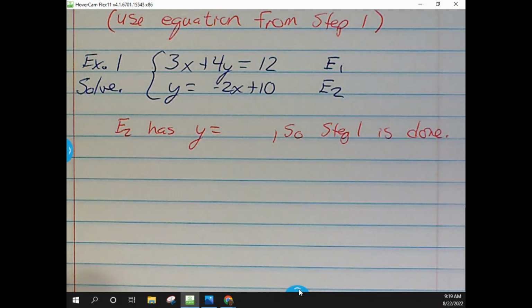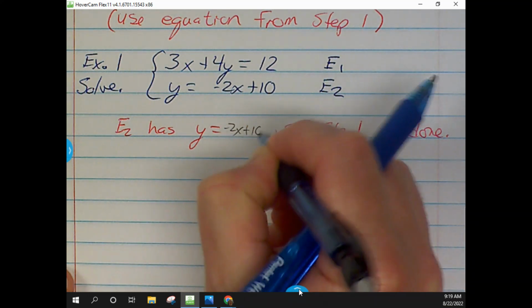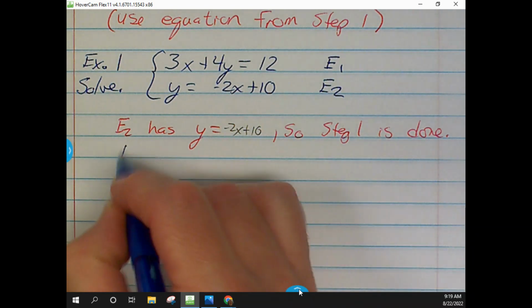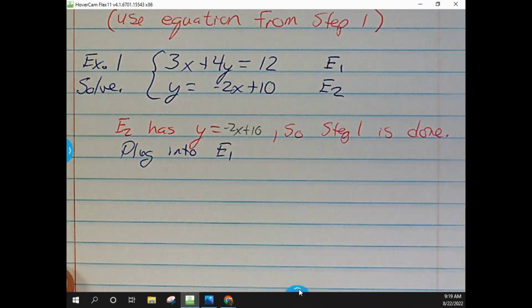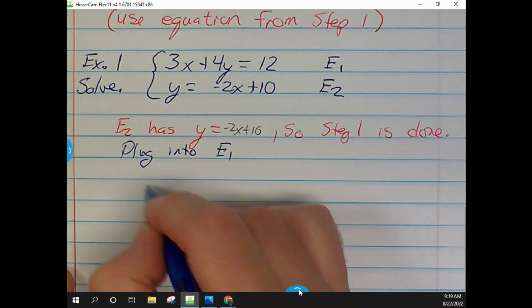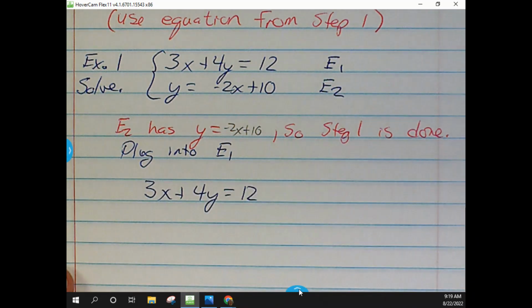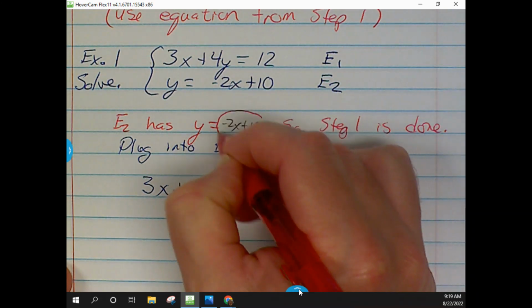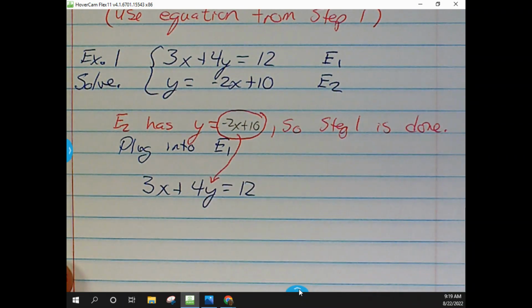So now we're going to take this y equals negative 2x plus 10 that we've got here, and we're going to plug this into equation 1. So we've got 3x plus 4y equals 12. Again, we know y is the same thing as negative 2x plus 10, so this has to go in for y in the other equation.